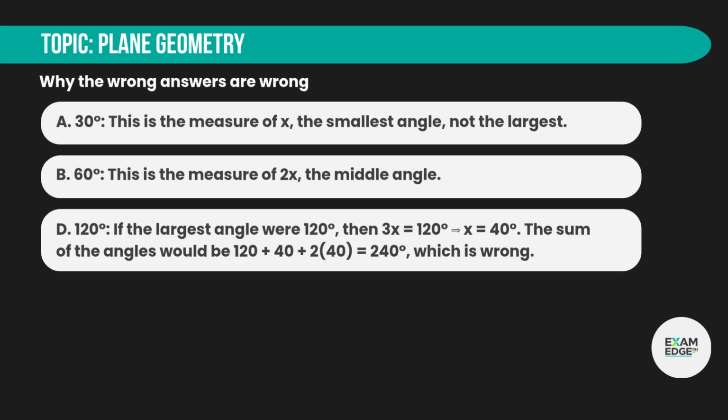Why the wrong answers are wrong? A. 30 degrees. This is the measure of x, the smallest angle, not the largest. B. 60 degrees. This is the measure of 2x, the middle angle. D. 120 degrees. If the largest angle were 120 degrees, then 3x equals 120 degrees, then x equals 40 degrees. The sum of the angles would be 120 plus 40 plus 2 times 40 equals 240 degrees, which is wrong.